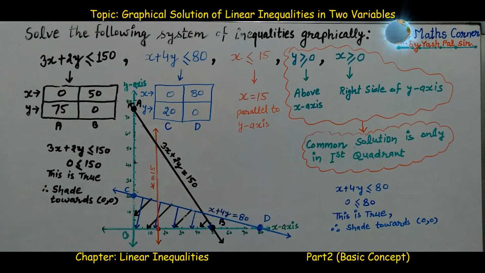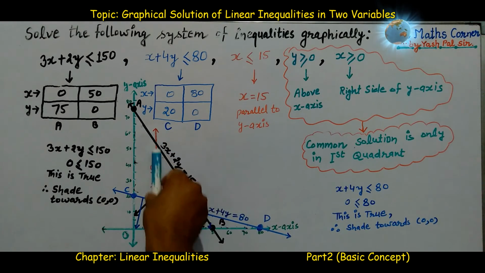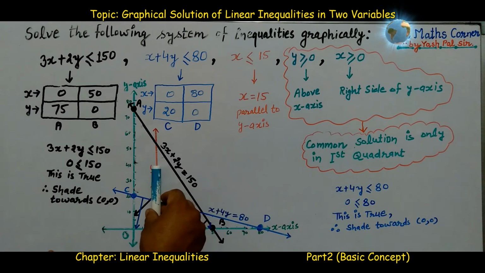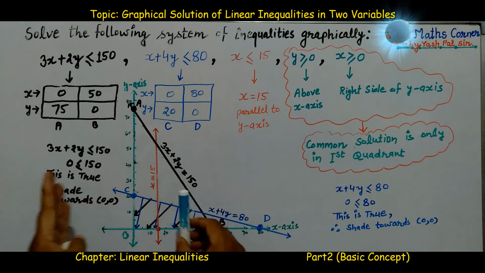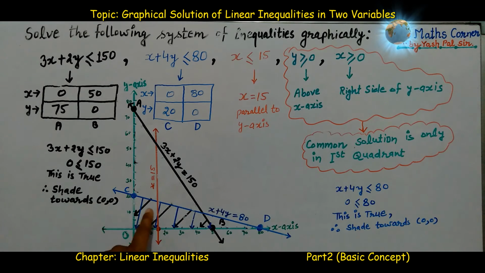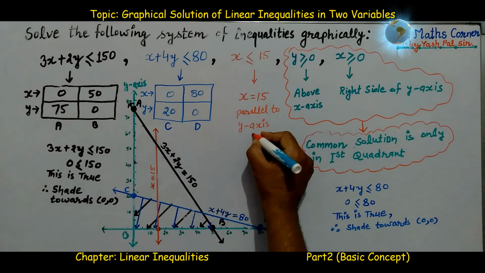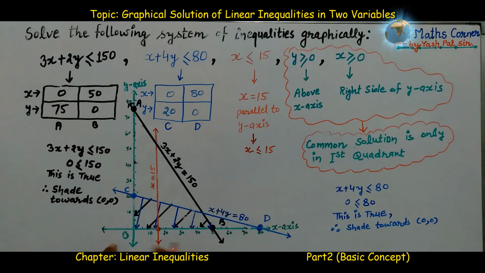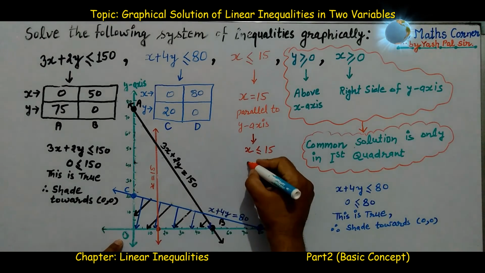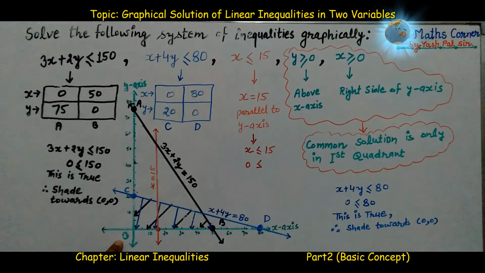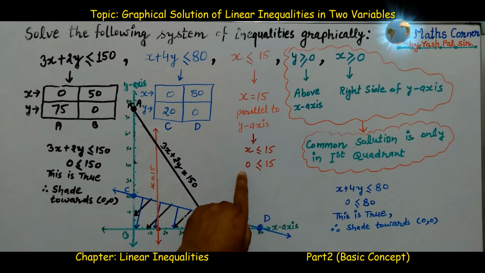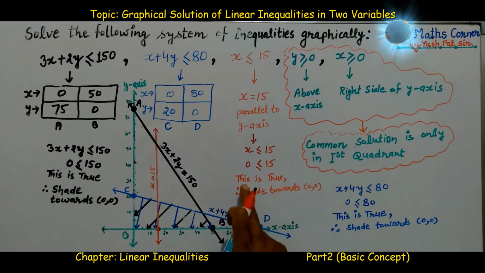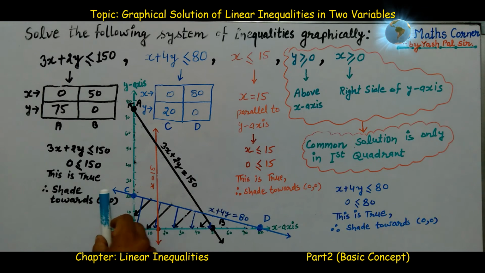Now again this red line is dividing the whole plane into two parts, left side and right side. Which side do we have to shade? Let us see. Again we take x less than or equal to 15. If we take (0, 0) as one point, we put x = 0, and 0 is less than or equal to 15. Of course this is true, so shade towards (0, 0). (0, 0) is this side, so we are shading this way, towards (0, 0).